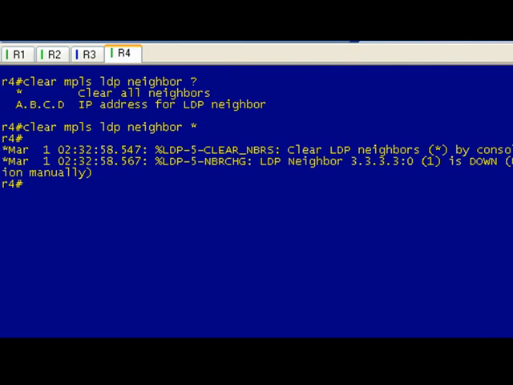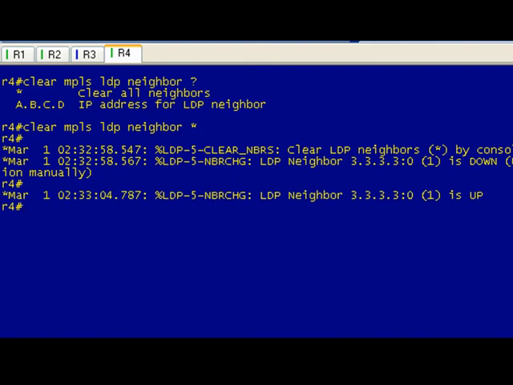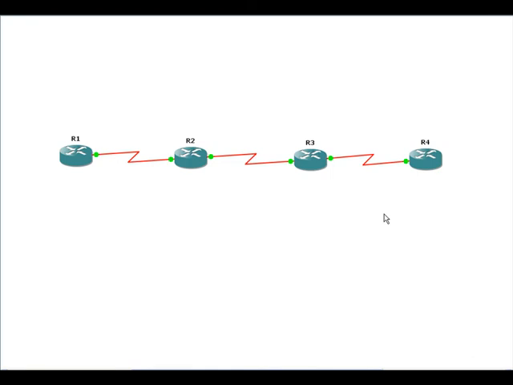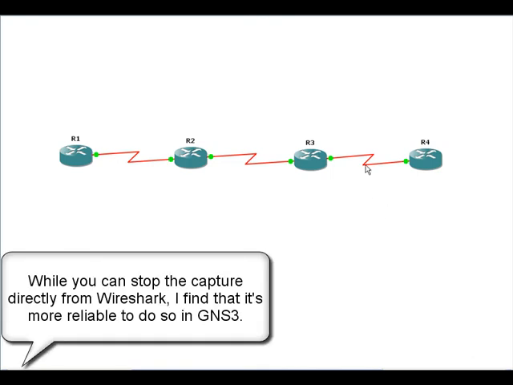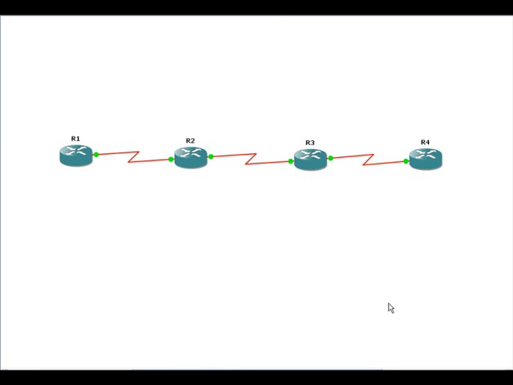Clear that, and okay. So you can see that it clears the neighbor, brings it down, and in a few seconds here it's back up again. So I'm actually going to pause real quick. Alright, and then what we want to do is pop back into GNS3 here and just go ahead and right click again and stop the capture. Capture stopped. And now we will bring up Wireshark.